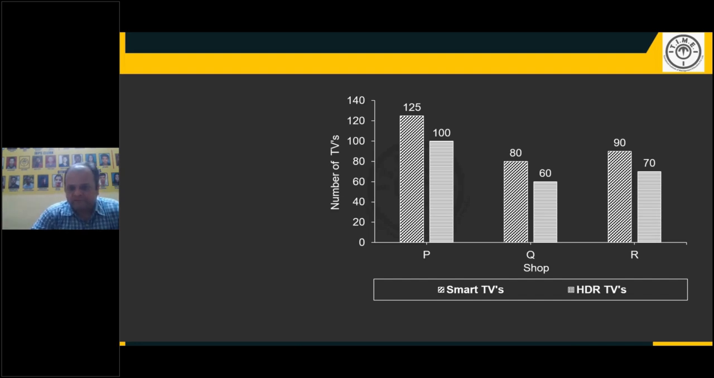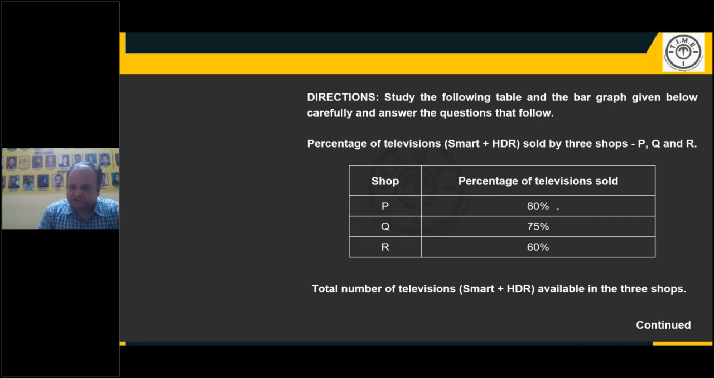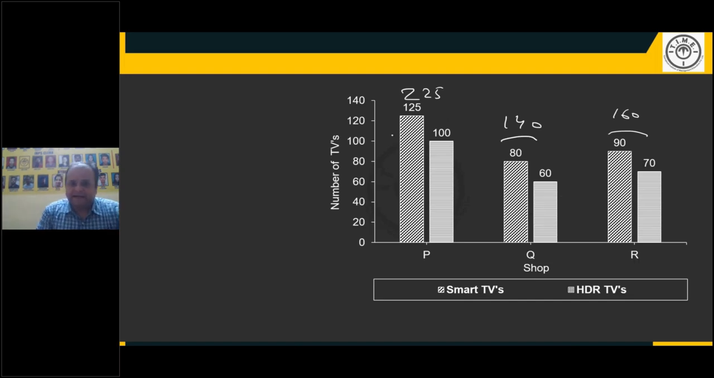Similarly, for shop Q, they have given the web, and out of C, the total sales for P would be, in this case, how many? 225, right? The total sales for Q would be 140, and the total sales of R would be 160, right? And from this, if you look at the percentages that have been given, 80% is sold, 75% is sold, and 60% is sold. So 80% is sold of this value. Similarly, 60% is sold of I think it was 75.